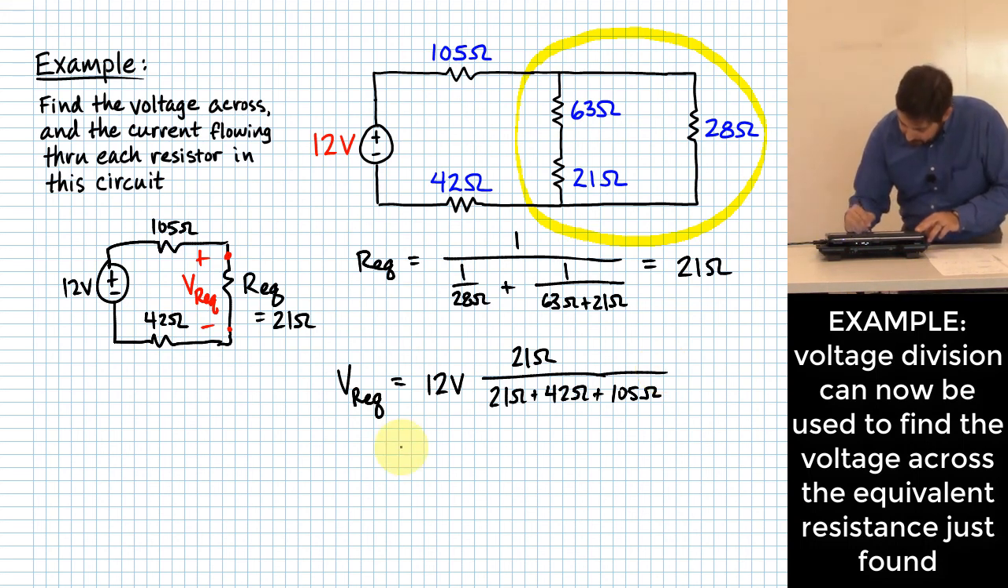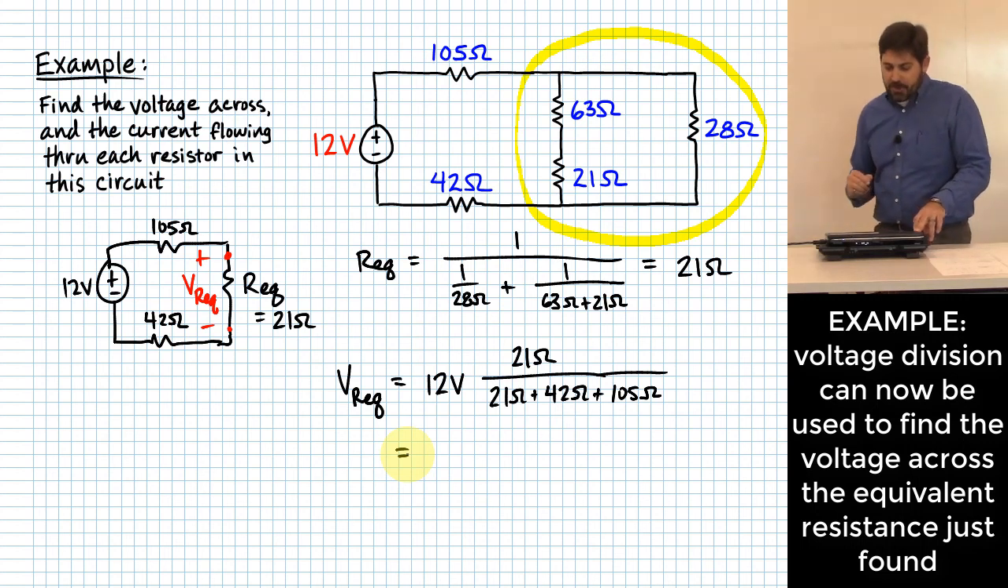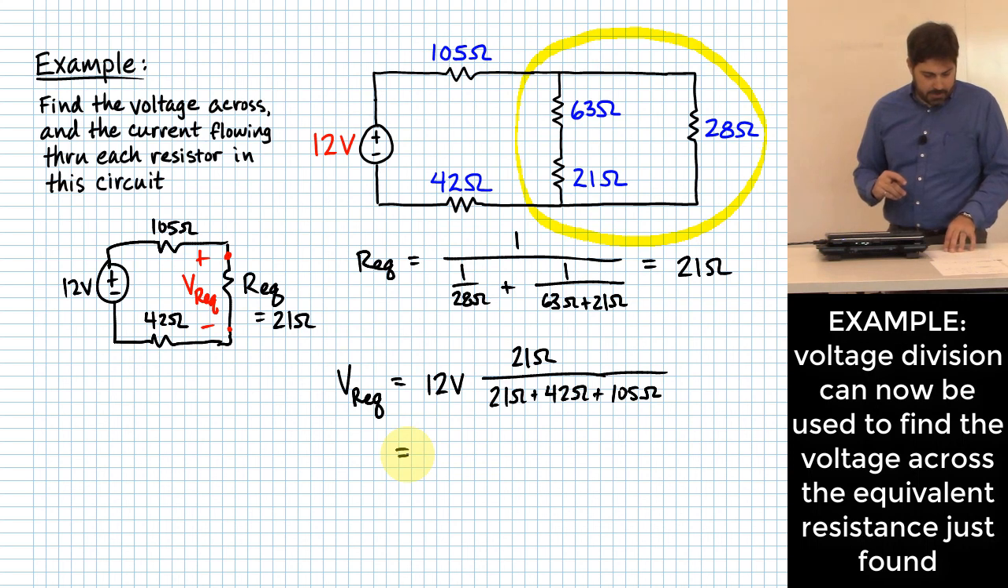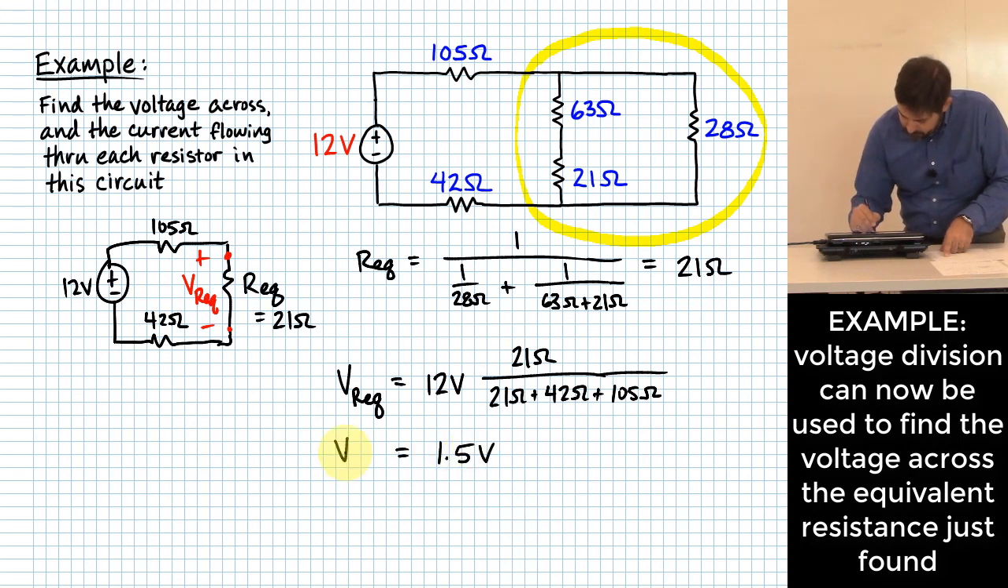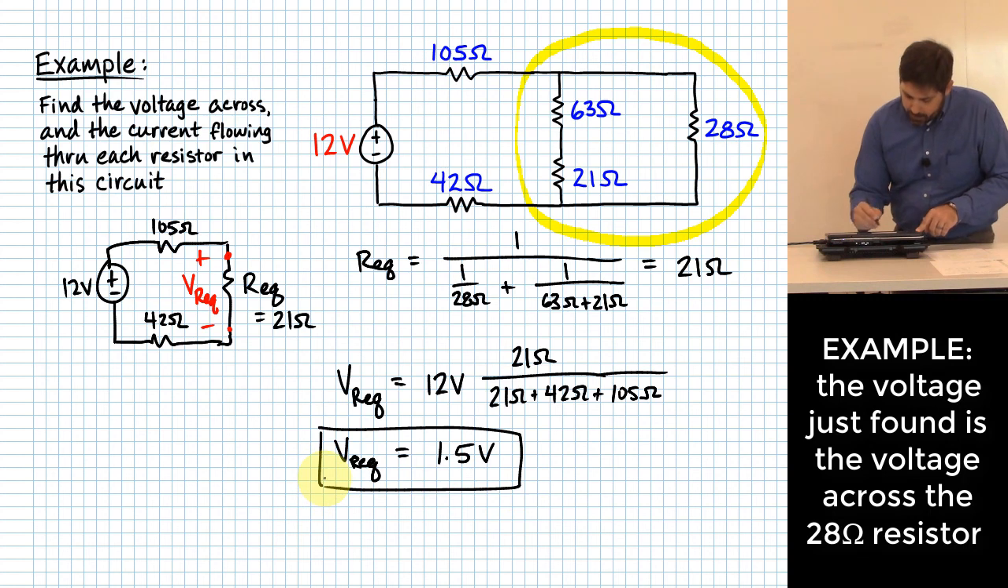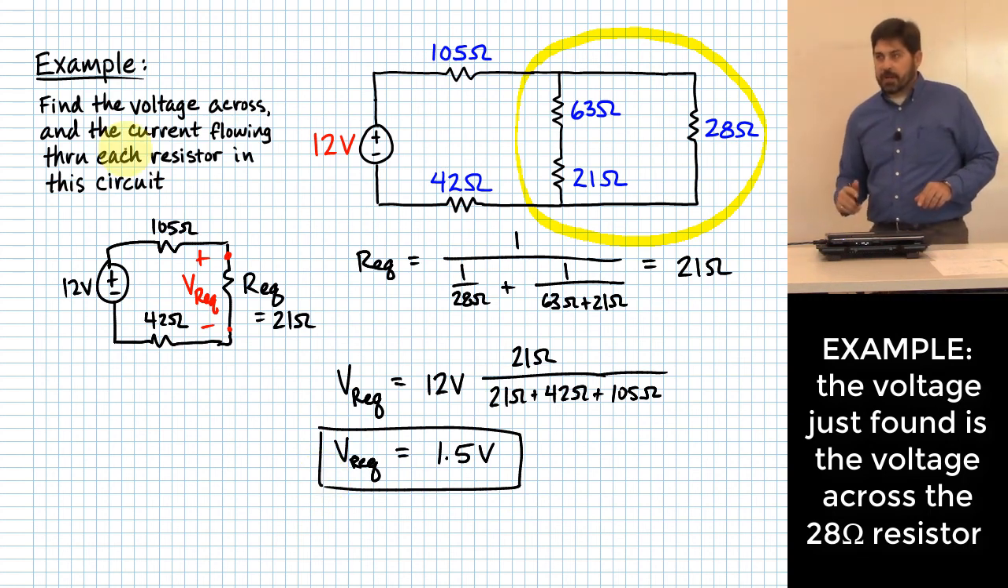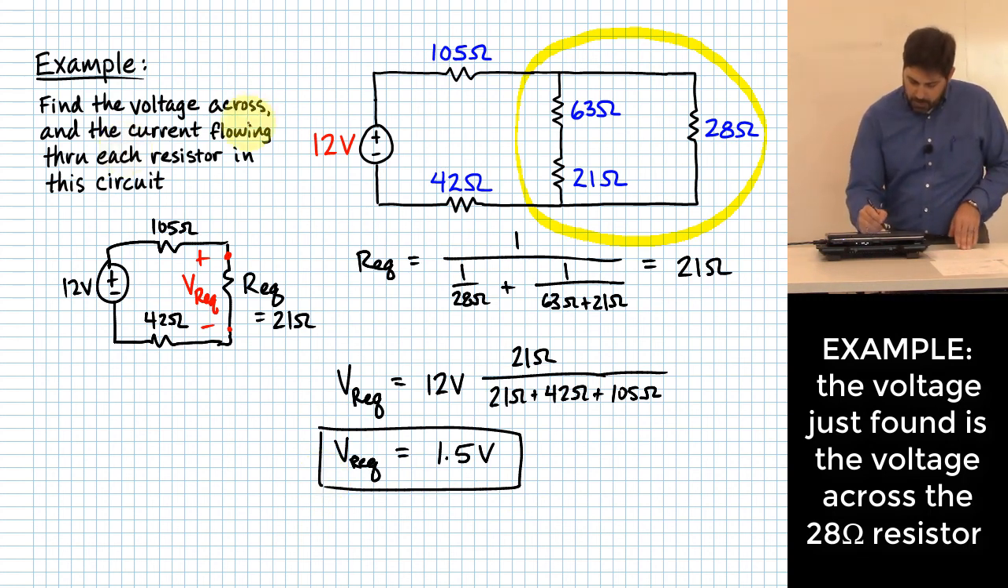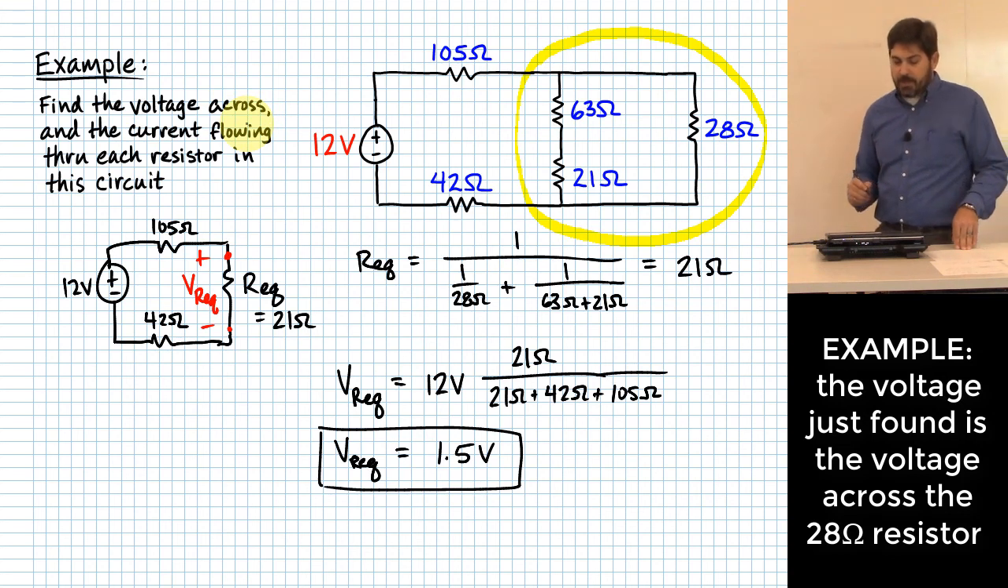Okay? Now, again, I encourage you to verify what I do right here, but I got that this value ends up being 1.5 volts. Now go back up and remember, what is it we were trying to find? Voltage across and the current flowing through each resistor in the circuit. Have I done that for anything yet?